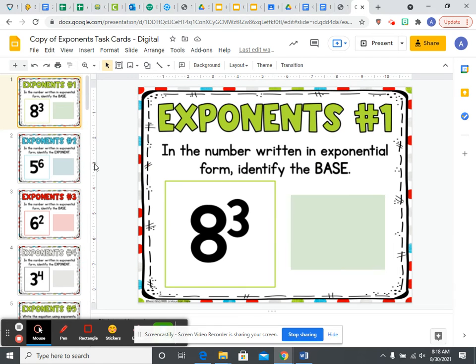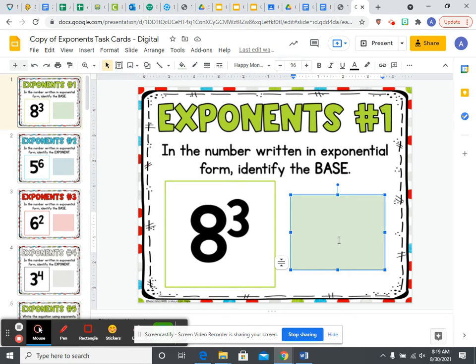All right, so if we're looking at our first one, it says in the number written in exponential form, identify the base. So let's just ask you between these two numbers, which one would be our base? So in this situation, what's our base? 8. So you just kind of double click on that box and then you'll type in 8.